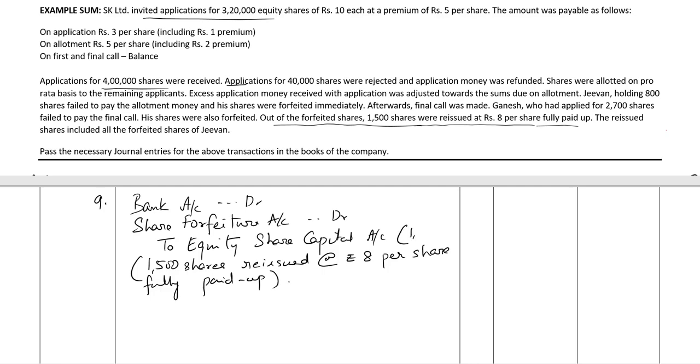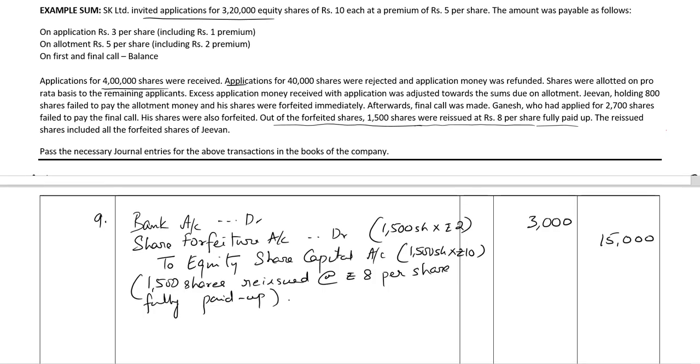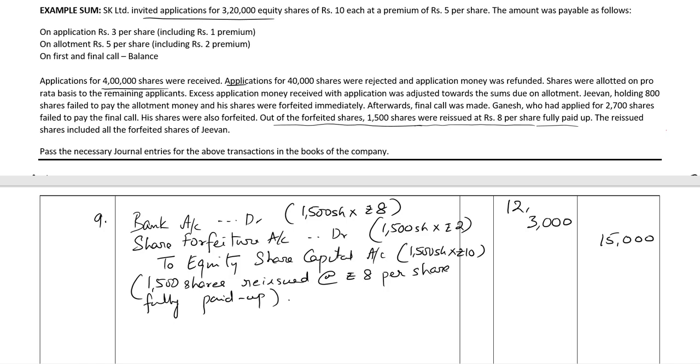Against equity share capital, it's 1,500 shares multiplied by the paid up value, rupees 10, 15,000 rupees. Again, share forfeiture, 1,500 shares multiplied by the discount of rupees 2 per share, 3,000 rupees. And the amount against bank account is 1,500 shares multiplied by rupees 8 per share. The reissue price comes up to 12,000 rupees.